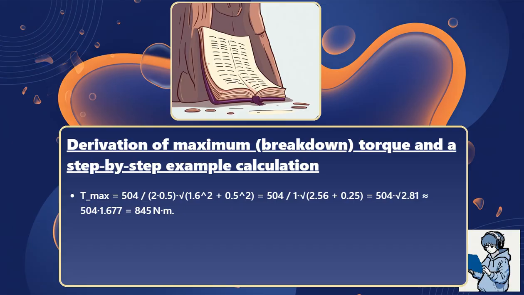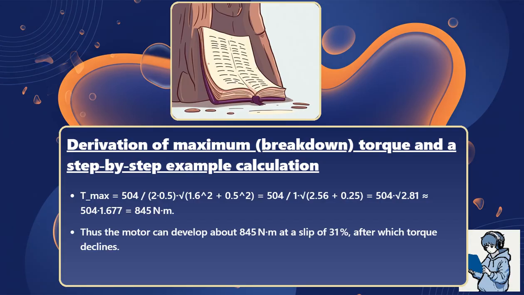T max equals 504 divided by 2 times 0.5 times the square root of 1.6 squared plus 0.5 squared, equals 504 divided by 1 times the square root of 2.56 plus 0.25, equals 504 times the square root of 2.81, approximately 504 times 1.677, equals 845 Newton meters. Thus the motor can develop about 845 Newton meters at a slip of 31%, after which torque declines.